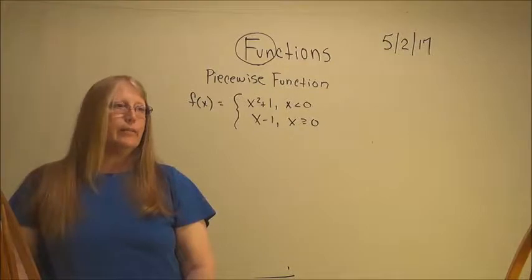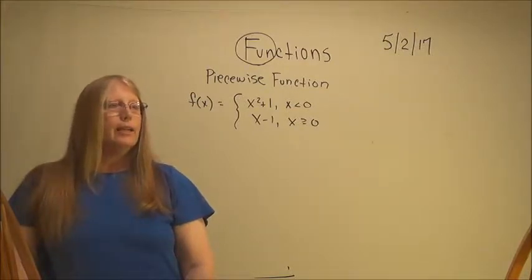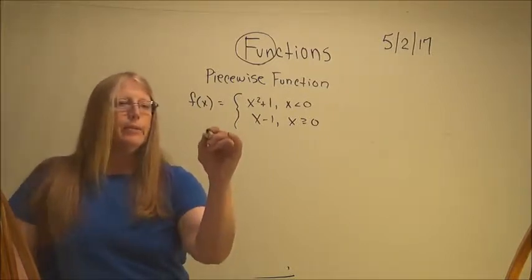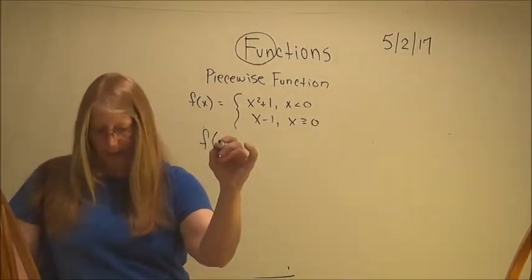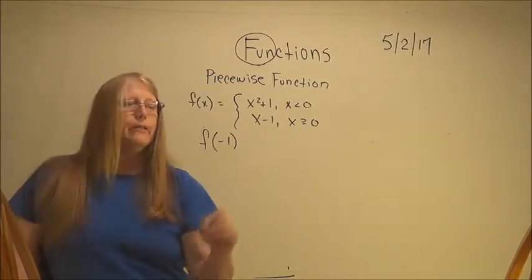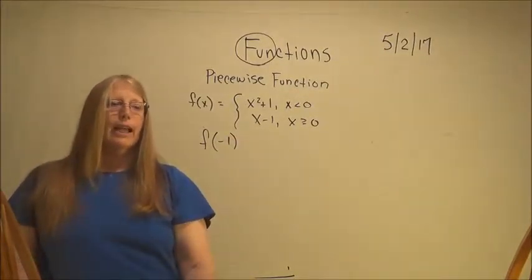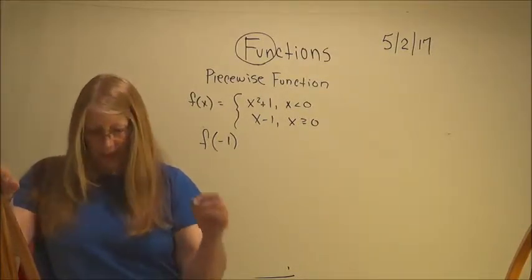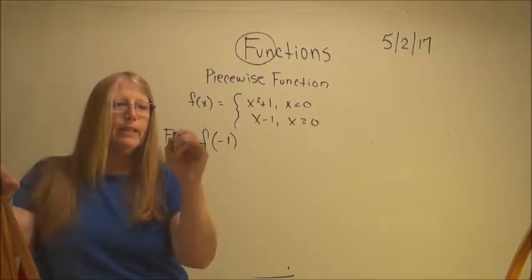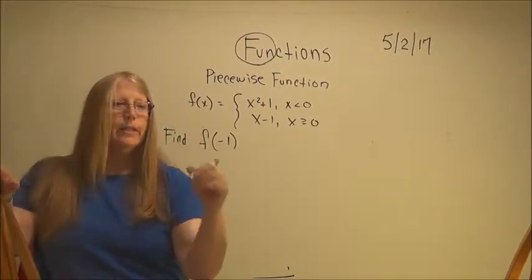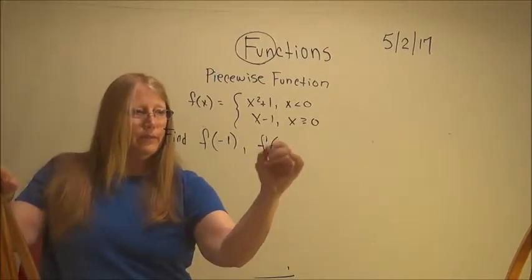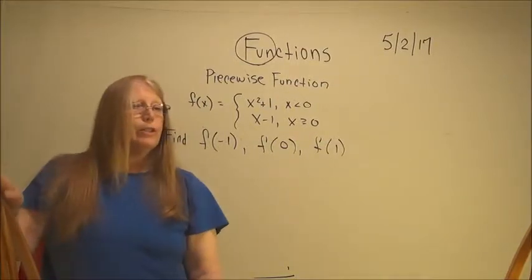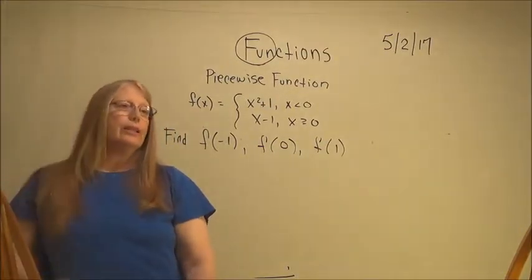So if we are going to evaluate a function, we can do that with this symbol that tells us to. f of -1 means find the value of this function at -1. It's read f of -1. And I want you to find f of -1 for this piecewise function, f of 0 and f of 1. So let's recall how to use these.